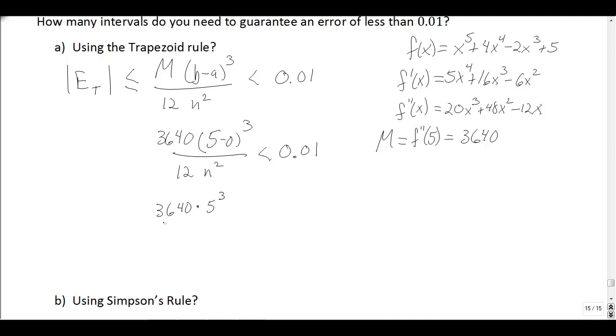That's 5 cubed over 12. Less than, I multiply both sides by n squared and divide by 0.01. Now dividing by 0.01 is the same thing as multiplying by 100 here. And so what I'm going to get is my n is greater than, sort of switching the order, the square root.